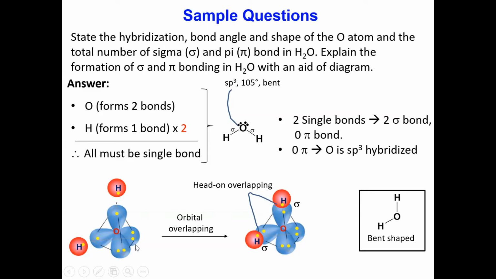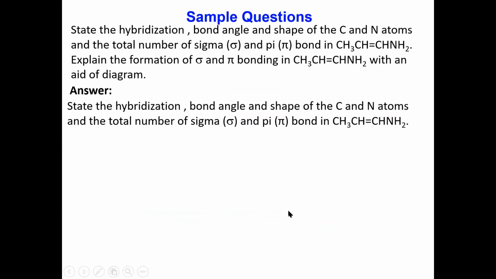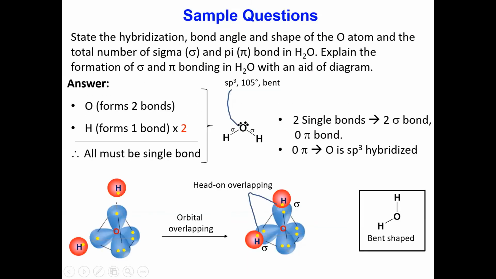Okay, so you have sp3 hybridized orbitals, with a lone pair in each of the sp3 orbitals. Okay, and the shape is actually bent, as you can see from here. And there's an overlap between the hydrogen and the sp3 orbitals of the oxygen.